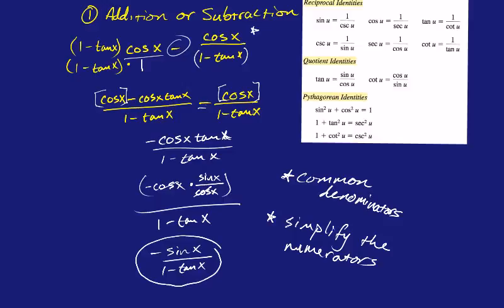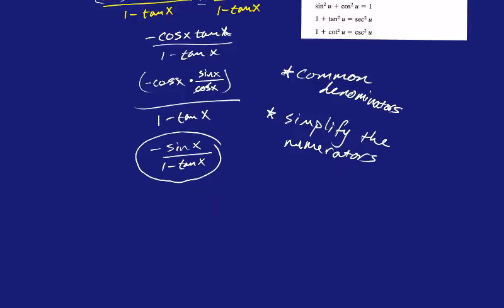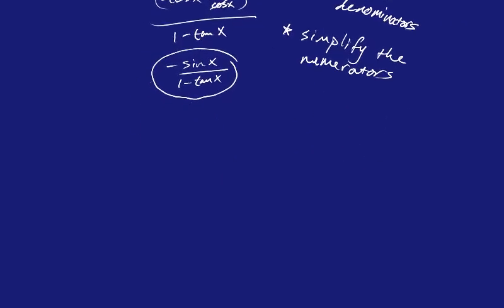Alright, let's talk about this idea of multiplying by the conjugate, because it becomes very useful when you simplify trig expressions, but more importantly it becomes very useful when you are verifying trig identities. So it's called multiplying by the conjugate.